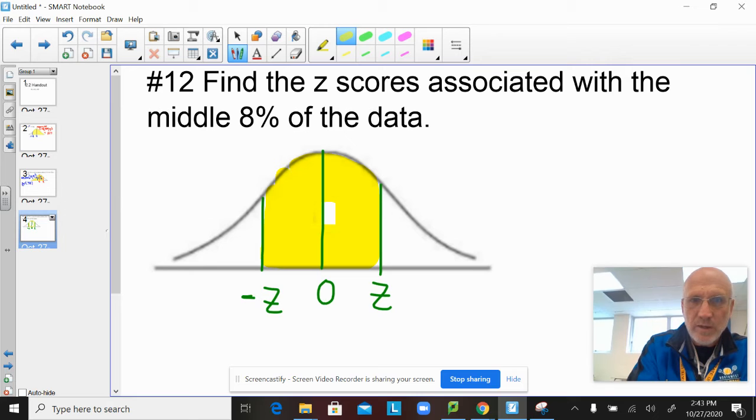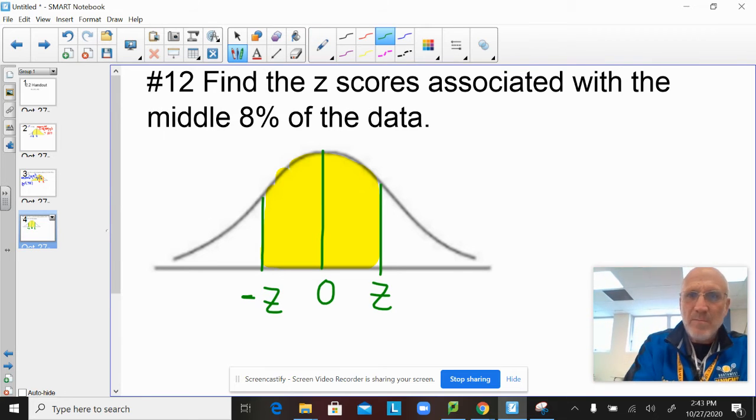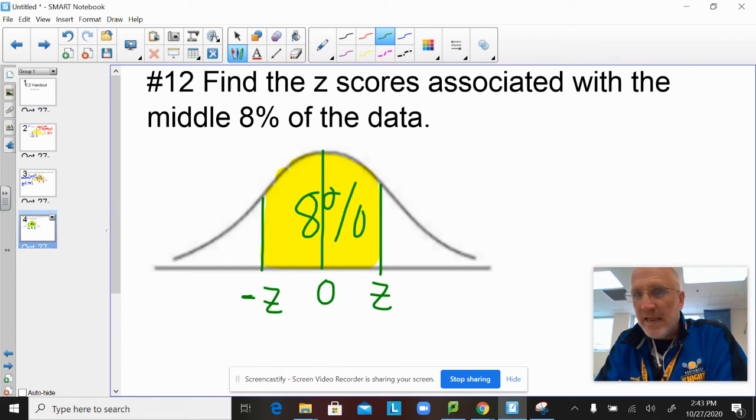Well, this is fun. Hold on. Having too much fun to stop. So that's the middle 8%. Like the entire yellow region is 8%.